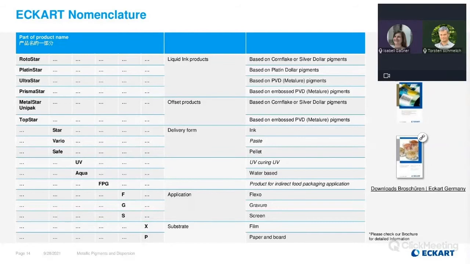And we have also the differentiation in the end application. Here we have, for example, FX, which stands for flexo for films, or GP for gravure printing for paper and board applications. Just let us know if you don't feel confident with this product denomination. I think we understand this is quite complex sometimes. Therefore, we are here to help you and guide you if you have any questions.